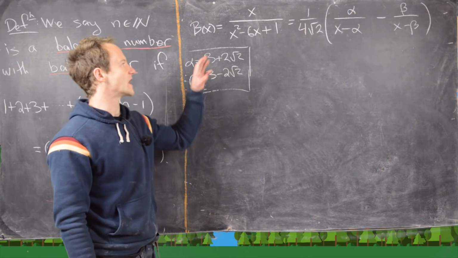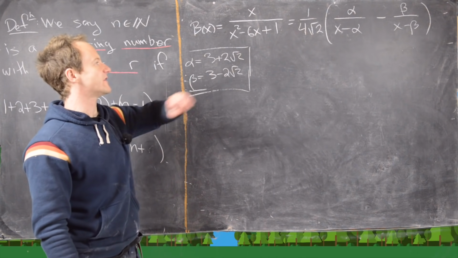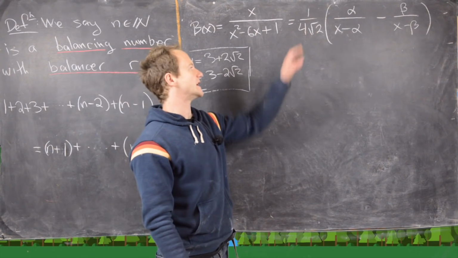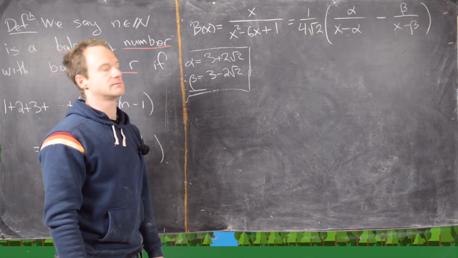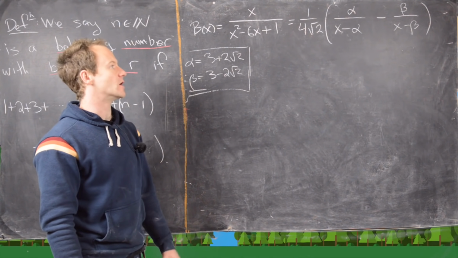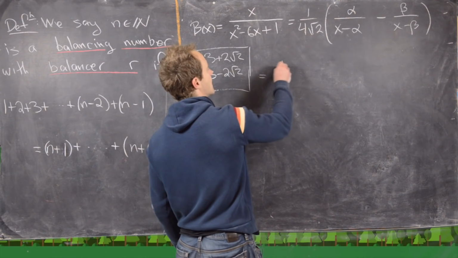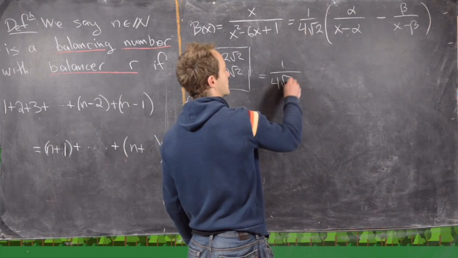Okay, so our partial fractions brought us here. So we have b of x is equal to 1 over 4 times the square root of 2 times the quantity alpha over x minus alpha minus beta over x minus beta. So now I'm going to rearrange this a little bit. I'm going to write this as 1 over 4 times the square root of 2.